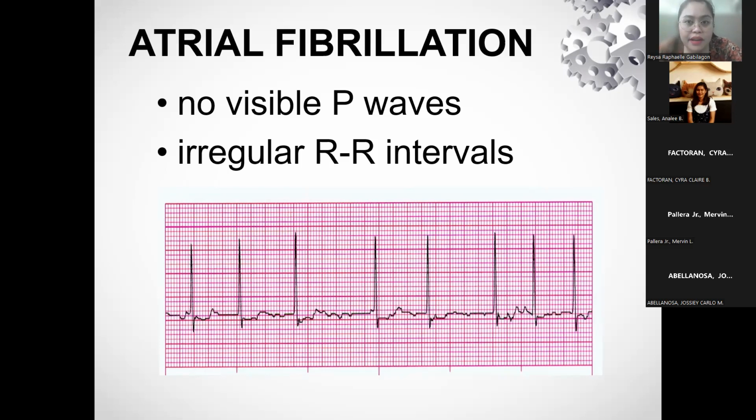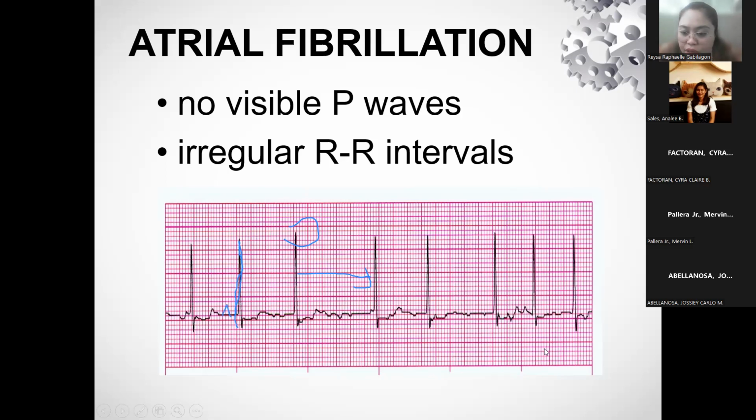Now, what happens to a person with atrial fibrillation? There is abnormal firing in the atrium, so this will be the result on the ECG. As you can see, there are really no visible P waves. You cannot identify where the P waves are. At the same time, there are irregular RR intervals. RR means from one QRS wave to the next QRS wave. As you can see, we have different distances between our RR waves. The P wave comes before the QRS, but as you can see, there is no definite P wave before the QRS.